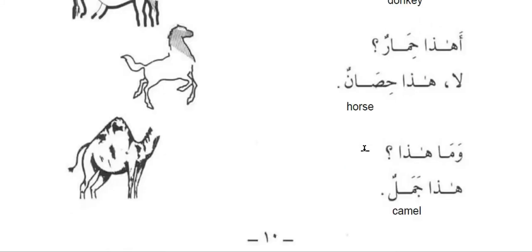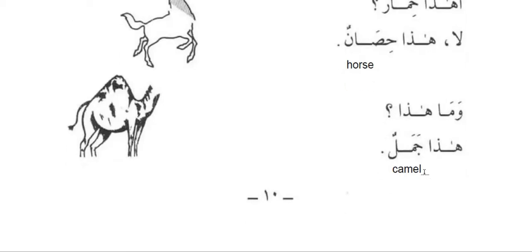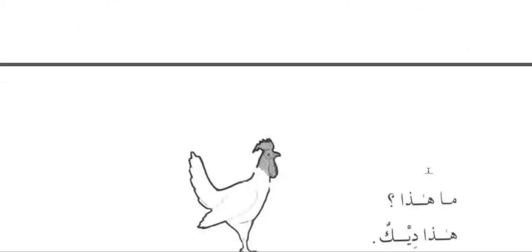وما هذا? Wa means and, so you're combining the questions. And what is this? هذا جمل. This is a camel. Jamal, camel. Sounds as if the English word camel came from Jamal also. By the way, the word Jamal comes from the word Jamil, which means to be beautiful. And Jamal, the camel, is called beautiful, or named after the word beautiful, because the Arabs love the camel. They see it as being very beautiful. And it is indeed a magnificent, beautiful creature.